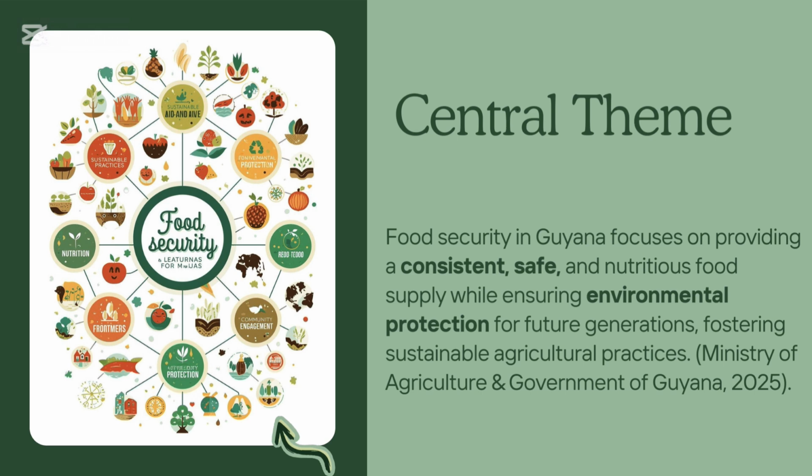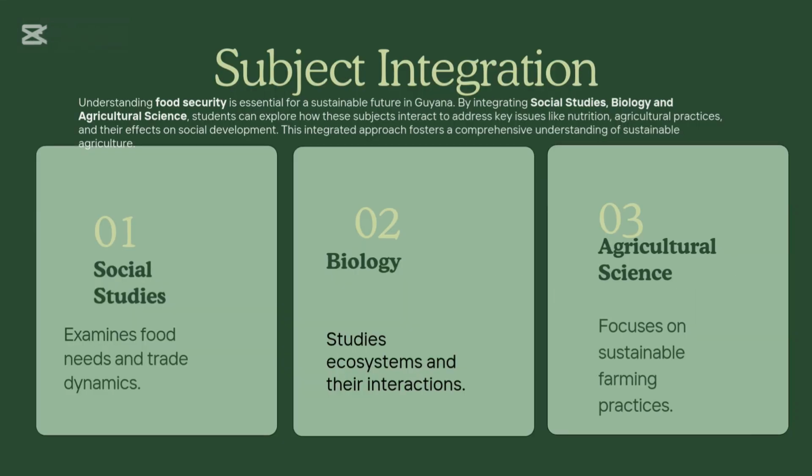To understand our theme, food security and sustainable agriculture as it relates to Guyana, it focuses on providing a consistent, safe, and nutritious food supply while ensuring environmental protection for future generations, fostering sustainable agricultural practices. And this is according to the Ministry of Agriculture and Government of Guyana, 2005.